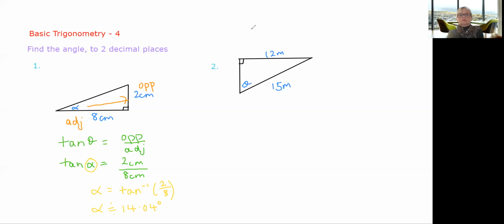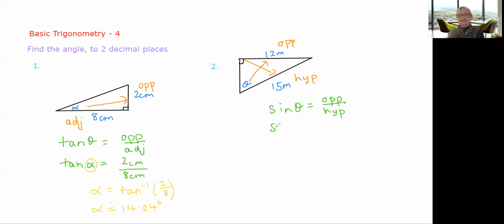All right, let's proceed. So again, where's our angle and what sides do we have in relation to it? Well, this is our opposite side. And this is our hypotenuse. Which rule involves opposite and hypotenuse? The sine ratio. That is correct. So your sine of your angle is opposite over hypotenuse.